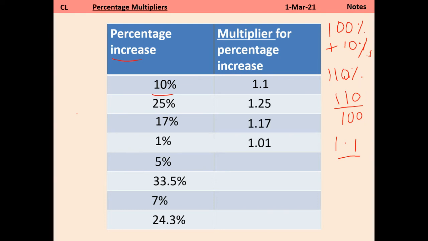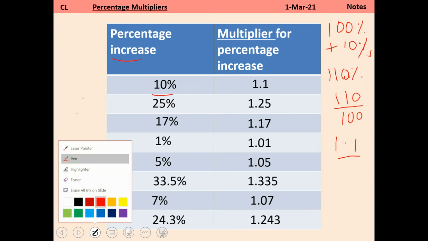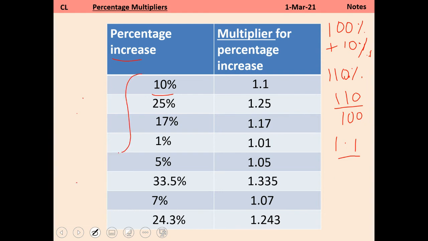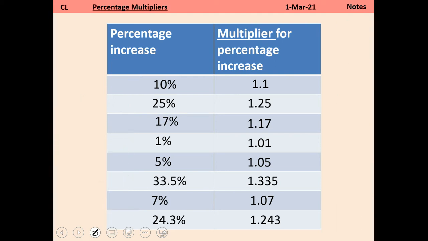Okay, so these are the answers. Please correct it if you haven't done it. Remember, all you have to do to work out the percentage increase multiplier is add each of these to 100%. Once you've done that, you just convert it into a decimal. That's all you have to do. Please make a note of that.